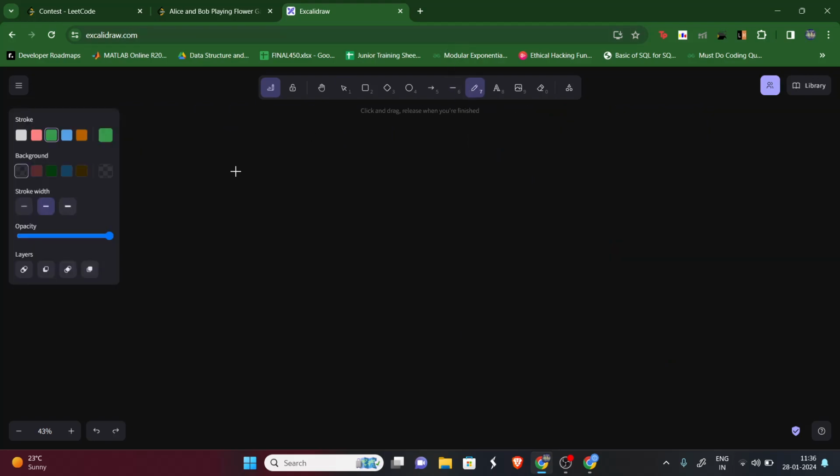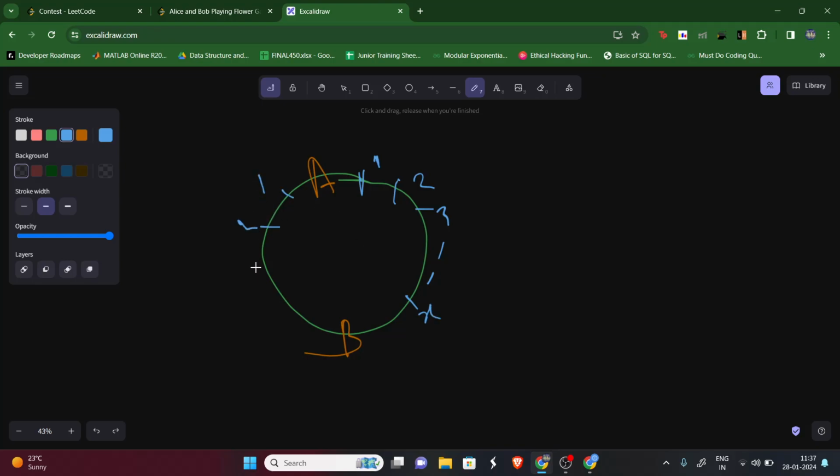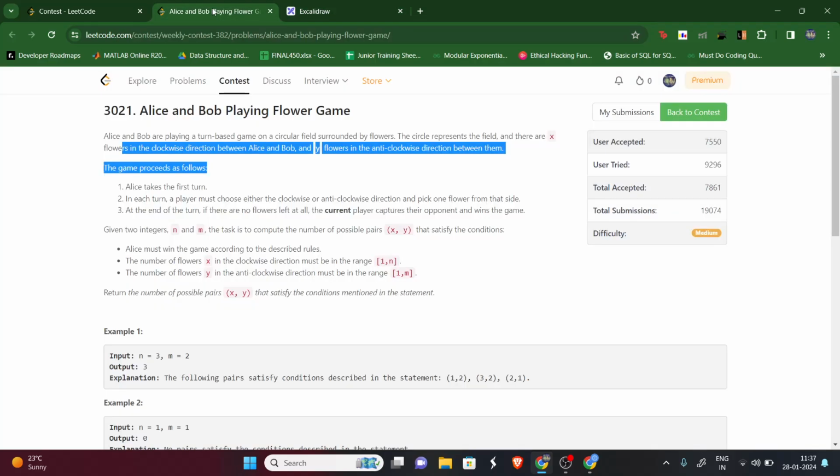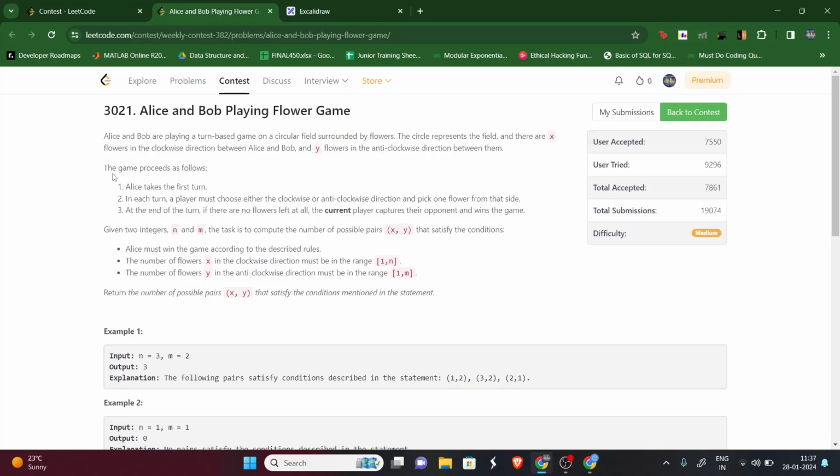if this is a circular field and let's say here is Alice and here is Bob, then in the clockwise direction from Alice to Bob, we have x flowers, that is 1, 2, 3 till x flowers. Similarly, in the anti-clockwise direction, we have 1, 2, 3 till y flowers. Okay, now the game proceeds as follows. Alice takes the first turn.